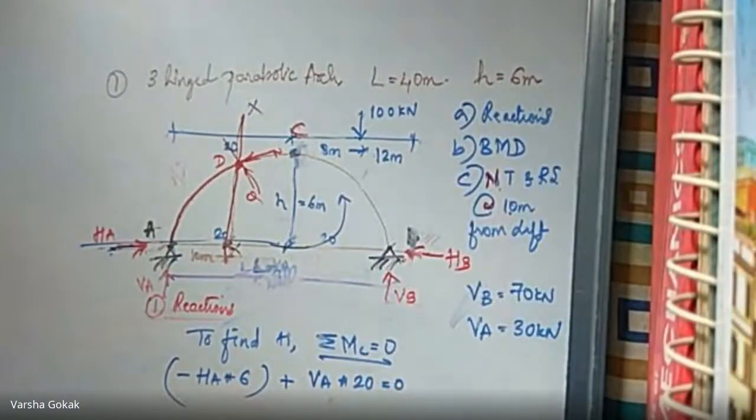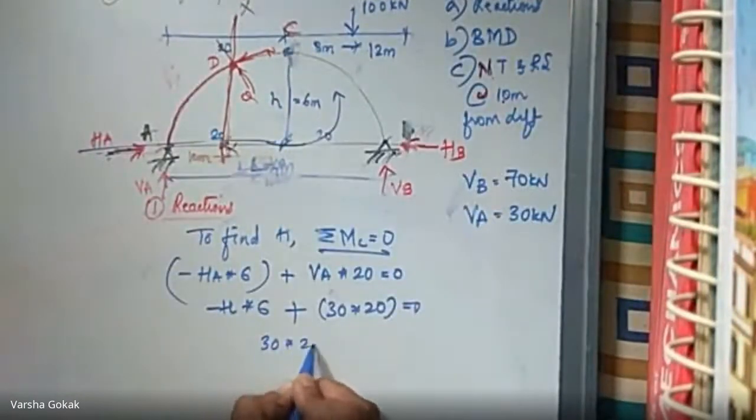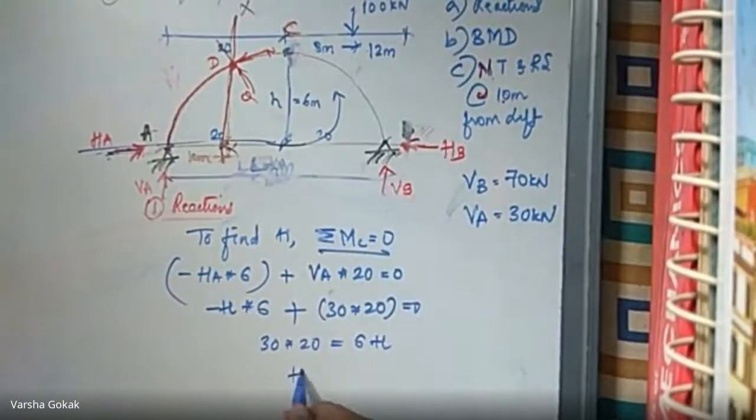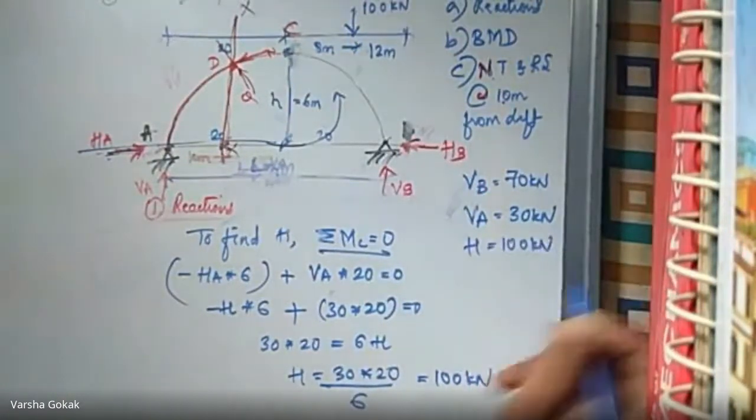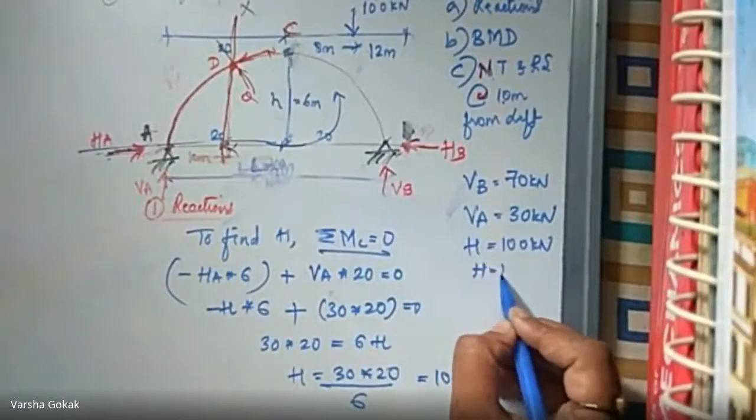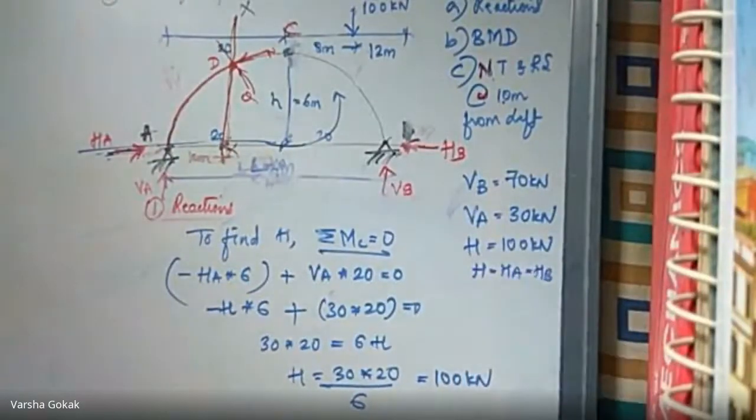Okay. So now substitute, HA can be written as H only, right? Plus VA was how much? 30 into 20 is equal to 0, or 30 into 20 will be equal to 6 times H, or H is going to be 30 into 20 divided by 6. How much is this value? 100 kilonewton. You get an H value of 100 kilonewton. So H is equal to HA also and H equal to HB also, right? So they all are equal to 100 kilonewton.